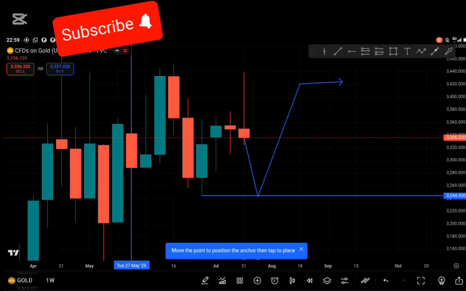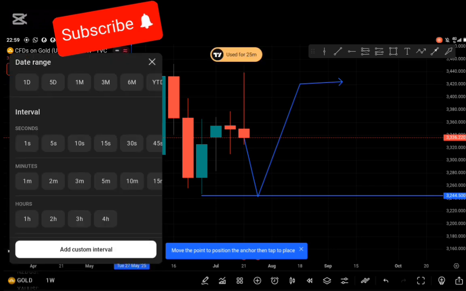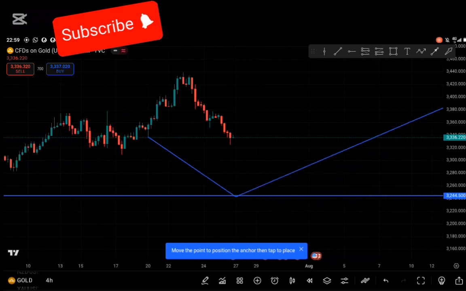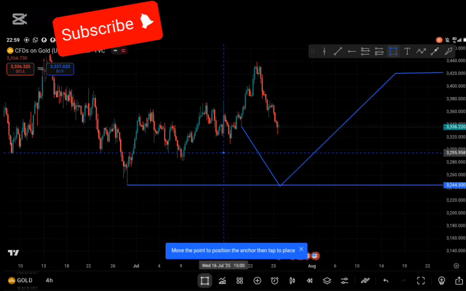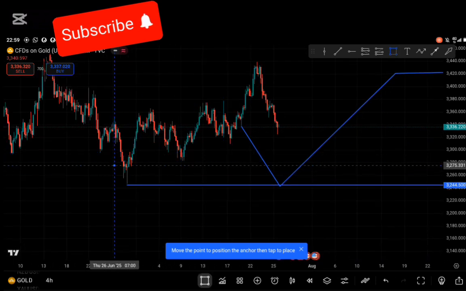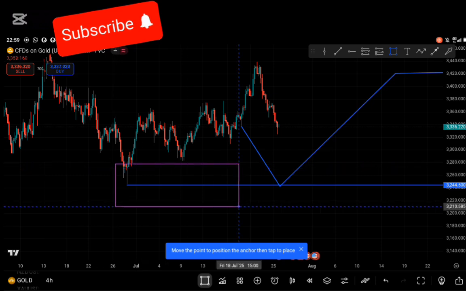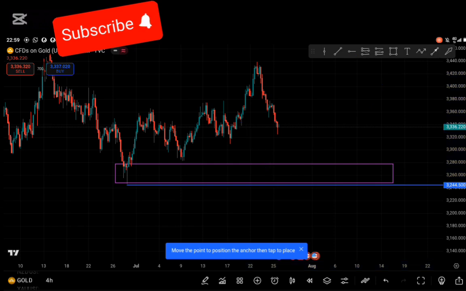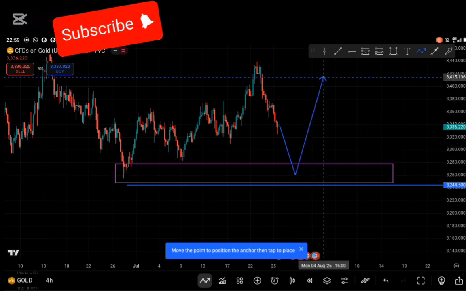Now when you have identified your weekly Judas swing, you go to the 4-hour time frame to mark your order block that is resting on that Judas swing. Now this is the order block that is resting currently on this. So I'll have to wait for price to come back down to this order block, look for my entry confirmation around this point, then wait for price to reject back up.